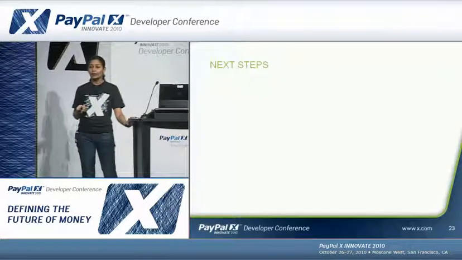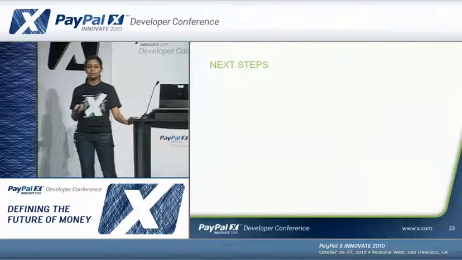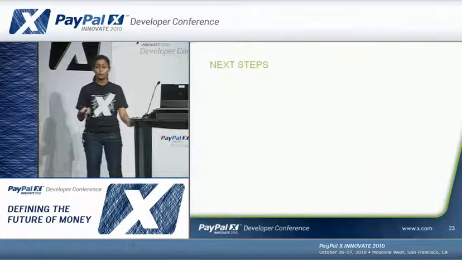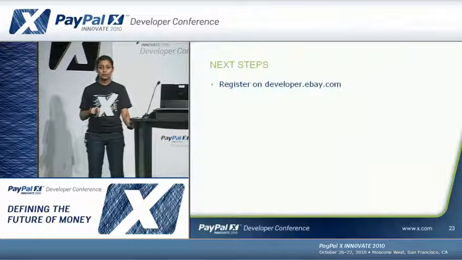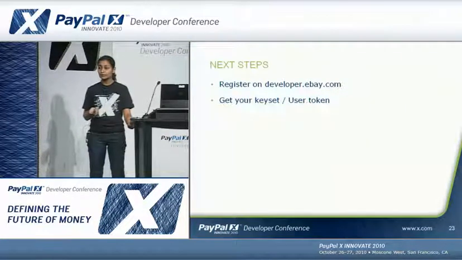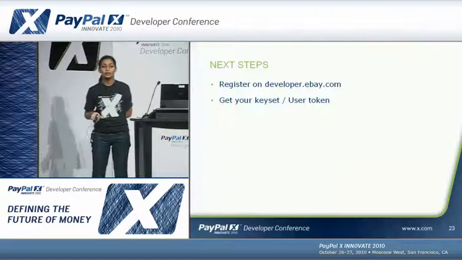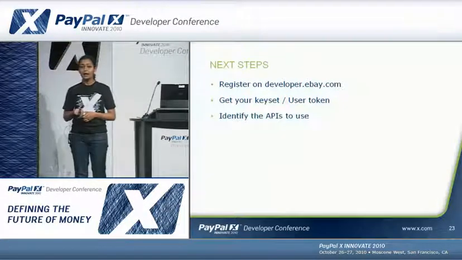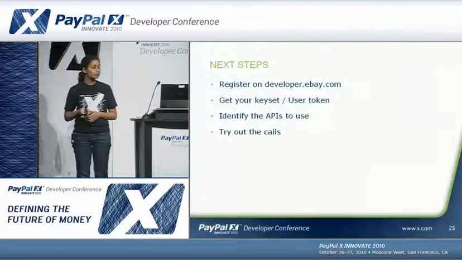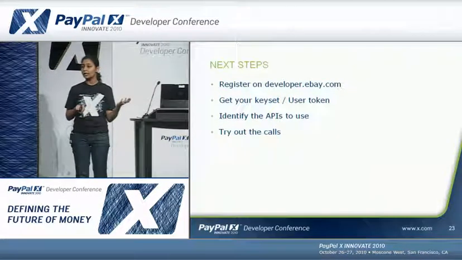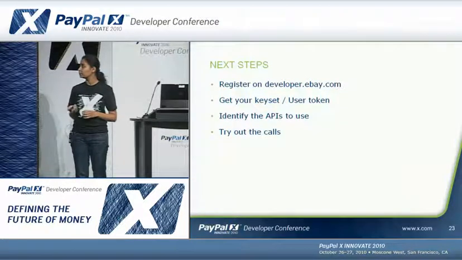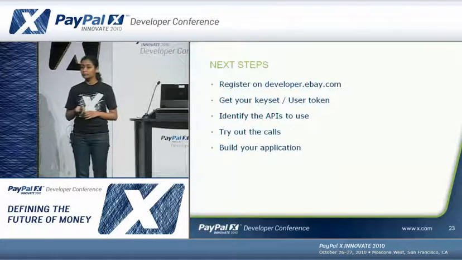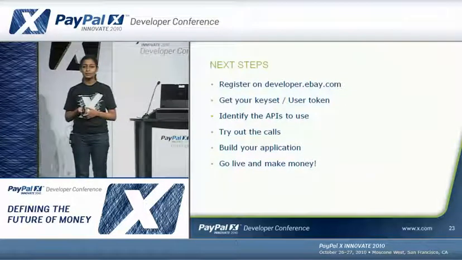So that's all I had. To sum it up, what are the next steps for you? Register on developer.ebay.com, generate your key sets for sandbox and production environment, get those user tokens for your users, identify the API calls to use, try out the calls, use our API test tool, or if you're already comfortable, build a test app, build your application, test it, release it, and start making money.